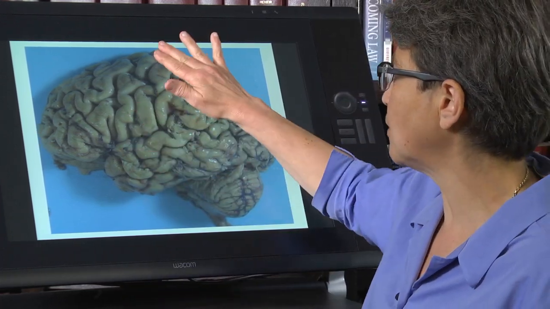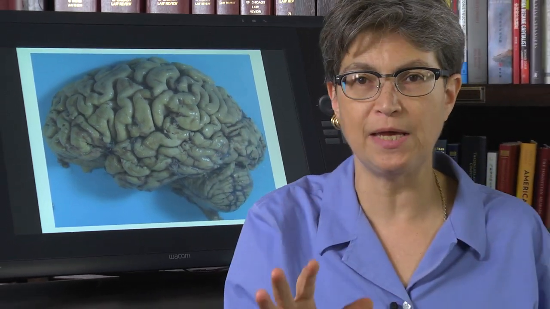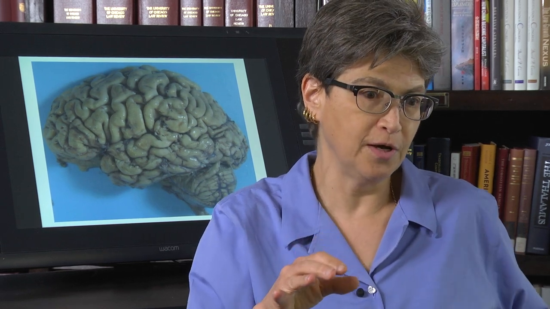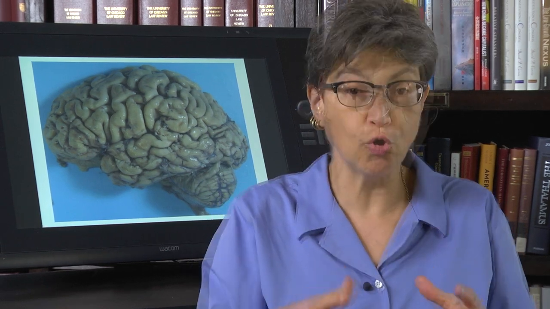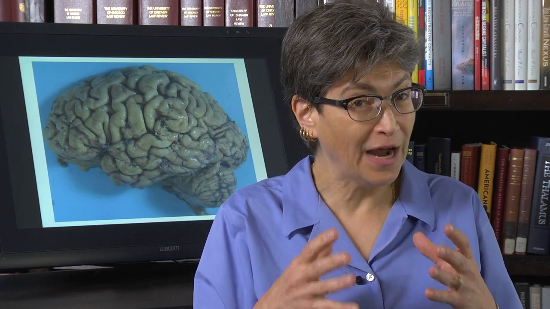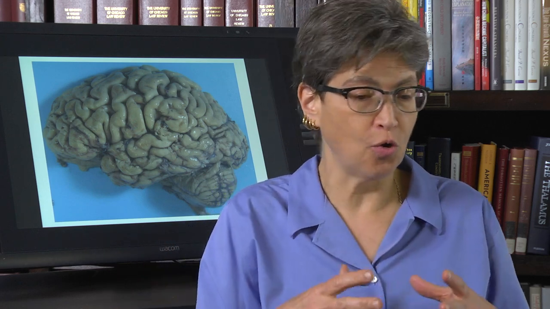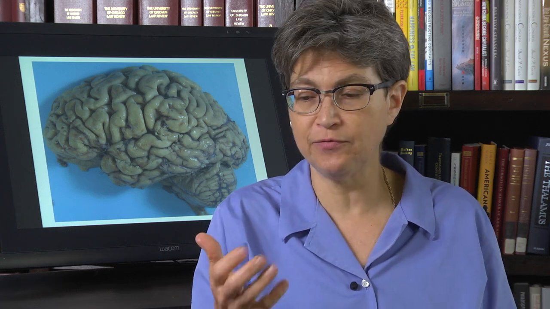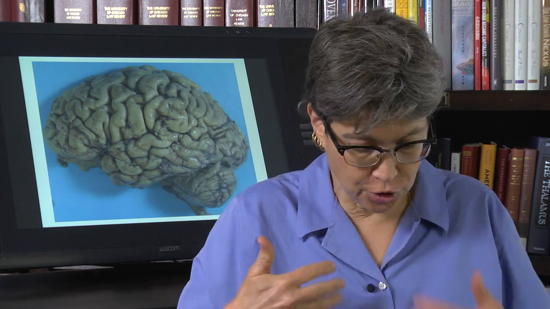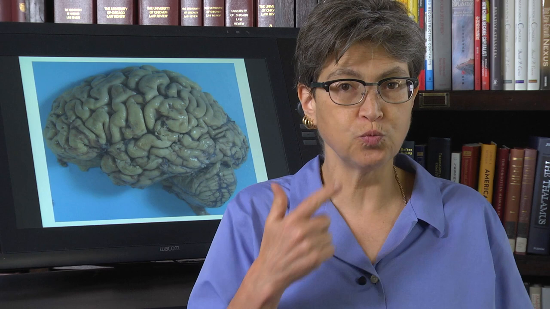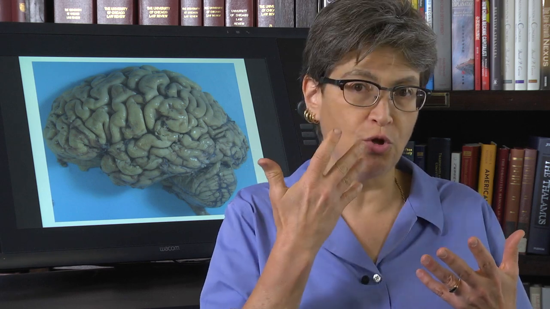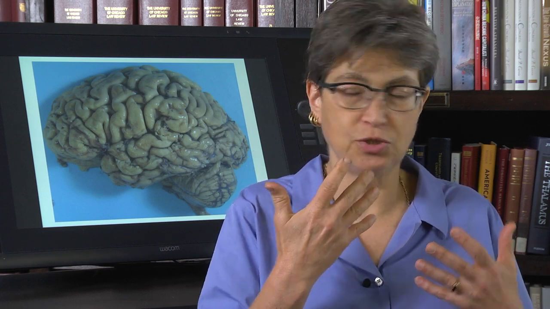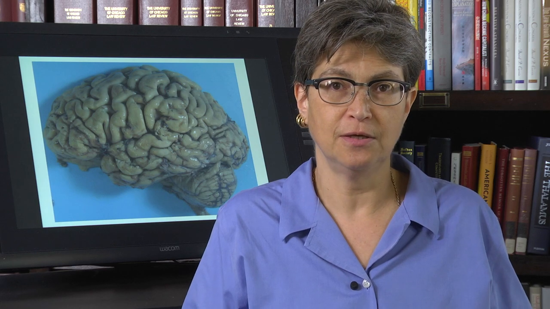So there's a topography, and the amount of space given to various parts of the control of the body is proportional to how finely you can control that. So there's way more space given to the control of your thumb than to your entire trunk. There's way more space given to the control of lips than to all of the legs.